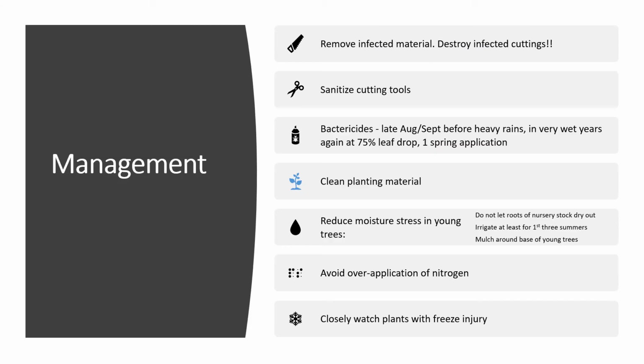So, final 2 general guidelines in managing bacterial blight. There is some evidence to suggest over application of nitrogen can increase bacterial blight incidence in hazelnuts, so you want to have sufficient nitrogen but not too much. And second is to closely watch plants with freeze injury. That freeze injury in the winter can really open up wounds through which bacterial blight can invade. And I would also add to that mechanical injury as well.